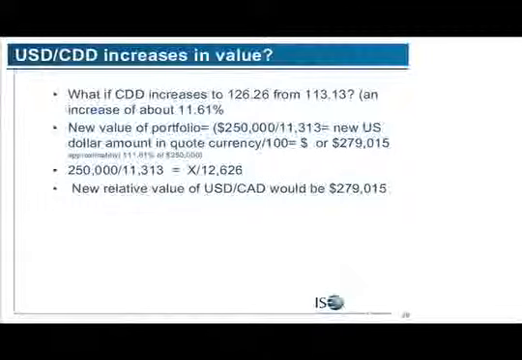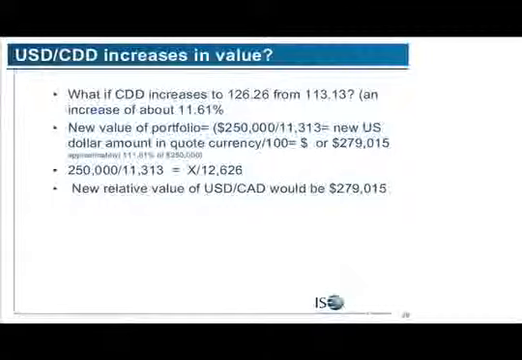So using that similar methodology, I take my portfolio size divided by the ISE value times 100, which is 11,313 at that moment. And then I could just do some simple algebra to say 250 divided by 11,313 equals some value in the future, my portfolio value divided by the new ISE value, the new exchange rate. This is the projected exchange rate of 126.26. So I'm trying to solve for what would that portfolio, that purchasing power.